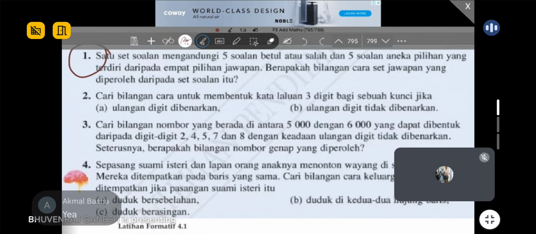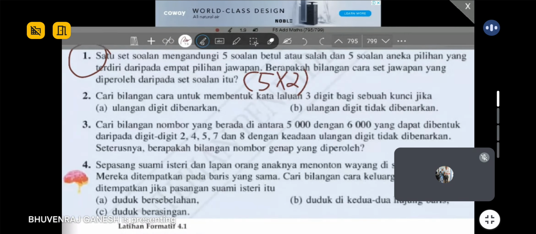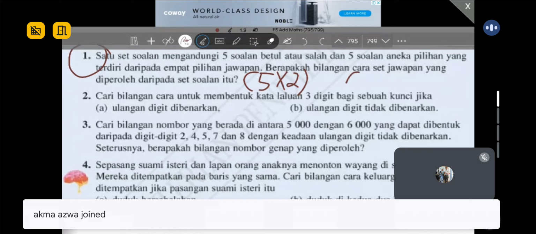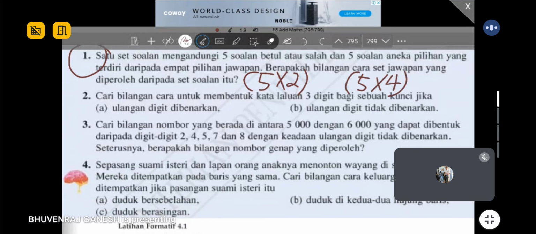Okay, so basically, you got 5 questions, right? Betul atau salah. So 5 times 2. Understand? Sebab 5 soalan dia pisah kepada betul atau salah. Okay, and then the second part, 5 soalan, 4 pilihan. So 5 times 4. Okay, in between, the important part, kat tengah-tengah, kita kena darab. We must times. Why? Because satu set soalan. So dia adalah case yang sama. It's the same case. So that's why kita darab. Kalau dia adalah 2 set soalan, then kita akan tambah. Boleh faham? Tapi ini semua berlaku dalam satu set. So that's why kita darab antara 2 yang ni. Okay? Boleh dapat? Are you clear?